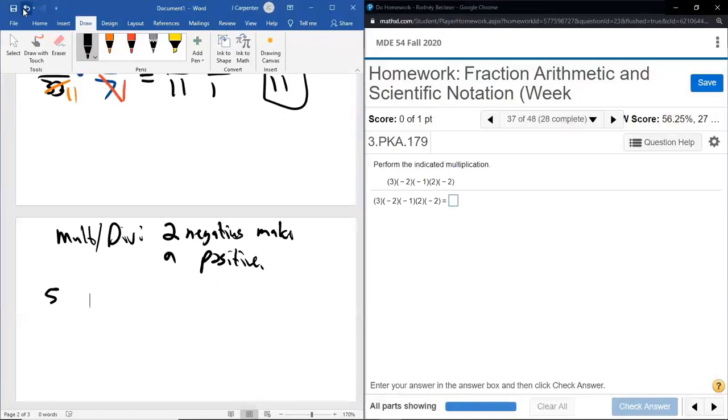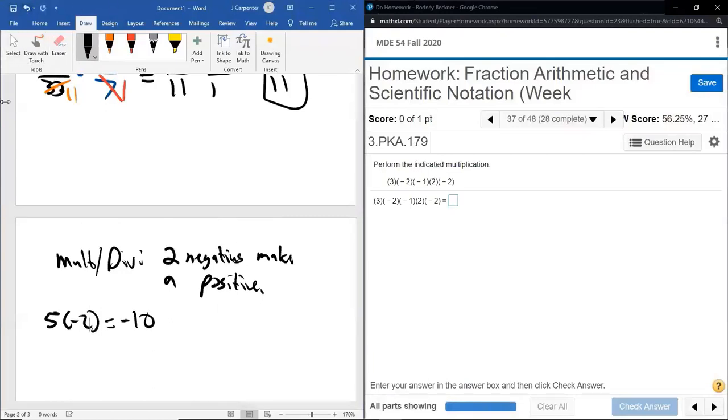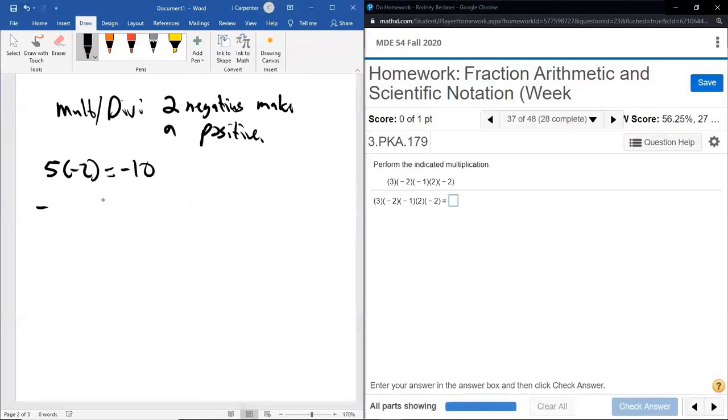So if I have something like 5 times negative 2, that's negative 10 because that's a positive and a negative. But if I had negative 5 times negative 2, that would be positive 10. Now this works with bigger products. If I have 5 times negative 2 times 3, 5 times the negative 2 is negative 10, then the negative 10 times 3 is negative 30. Some people will just say if they have an even number of negatives, the answer is positive. If they have an odd number of negatives, the answer is negative.